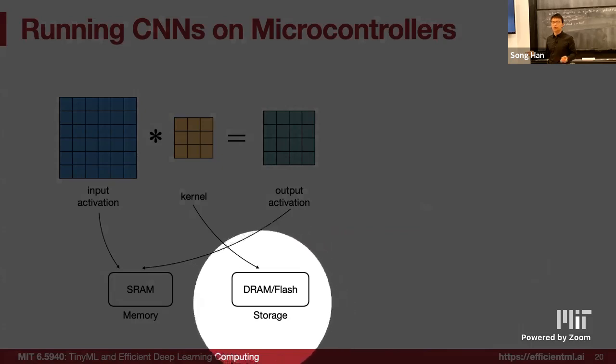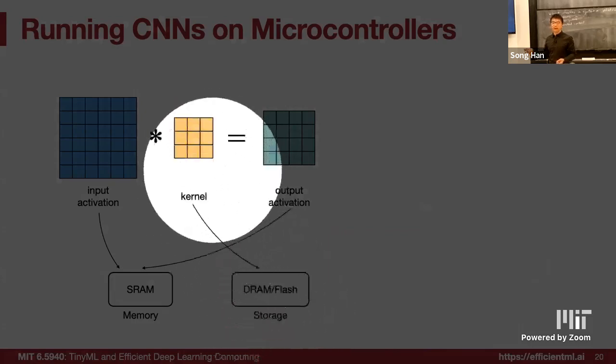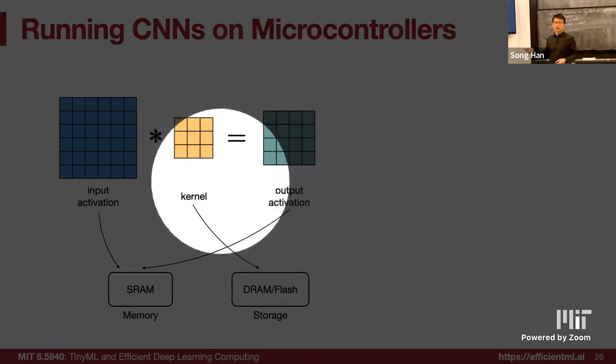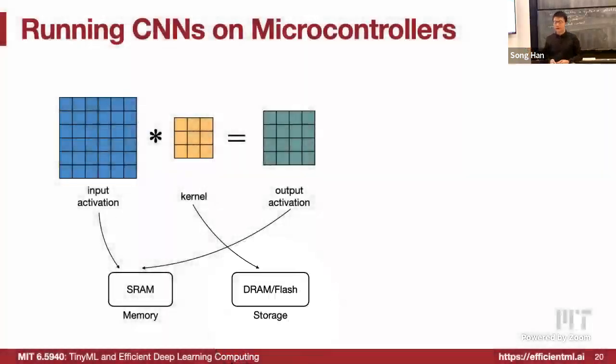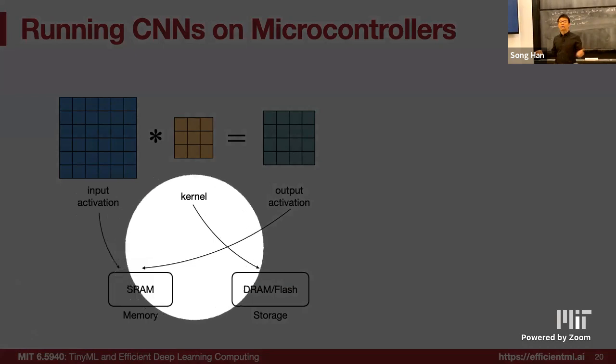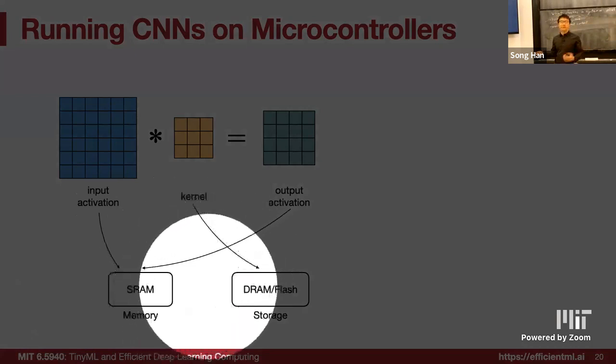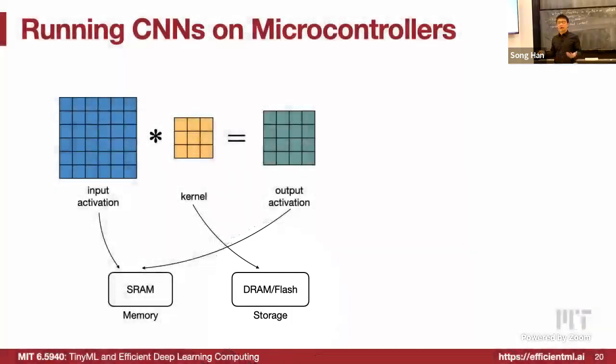So the flash is read only. The weights are actually read only. If you don't do backpropagation, if you don't do training, the weights can be stored in the flash. And the flash, different from SRAM, can hold the data. It's not volatile, but SRAM is volatile. If you power off the device, the data in the SRAM will be gone. You don't want the weights to be gone, so you have to store the weights in the flash.